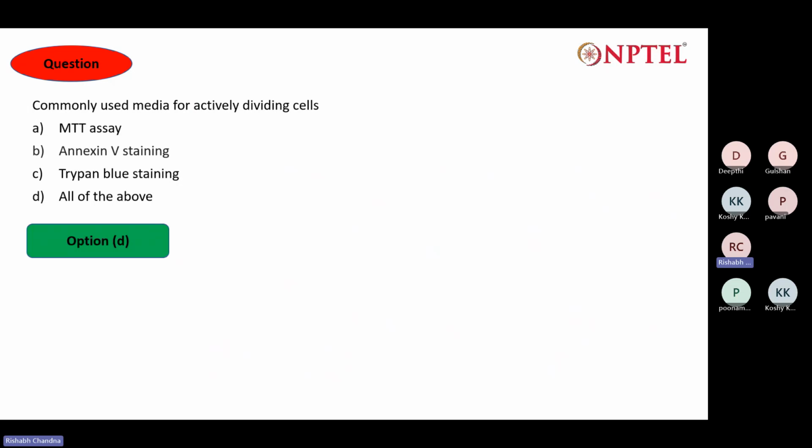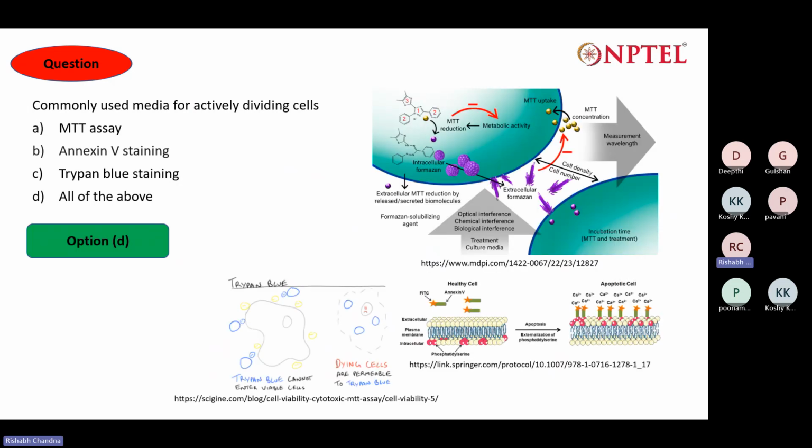So here the option is all of the above. So all these tests, and there are many more tests... Sorry, the question is wrong. Here we are using these for cell viability testing. So these particular tests are used for cell viability tests, and there are many more tests that are used for viability testing of cells. So MTT is the formazan assay that we use, and tetrazolium dye we use for that.